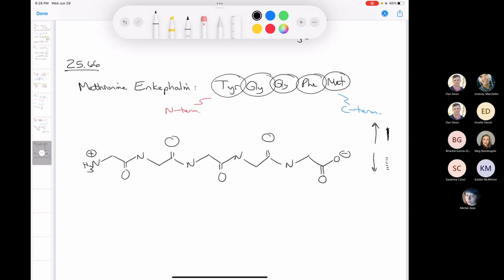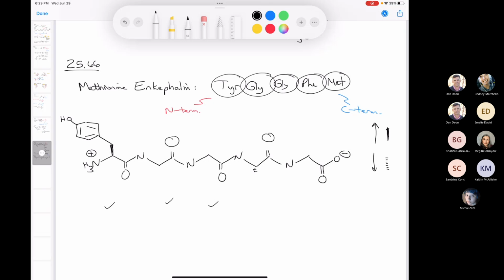So let's start by putting in the tyrosine, which is like a benzyl group in a way. So it's like you've got a benzyl group like this, and then you have a hydroxyl that's para to the methylene. Next one is a glycine. There's no chiral center, as is the next one. There's no chiral center. The next one is a phenylalanine.